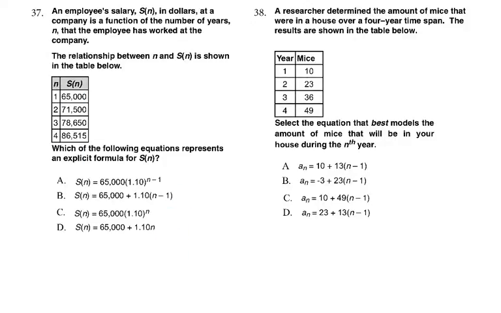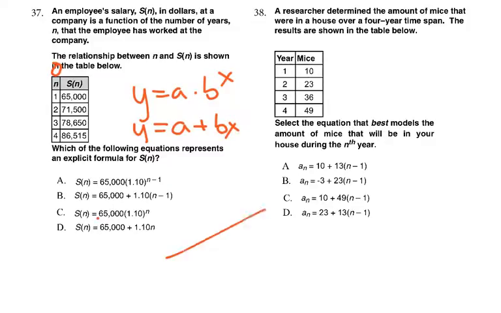Okay, so this is not our y-intercept. If we wanted our y-intercept, we'd have to go back to 0, right? So, exponential equation would be y equals a times b to the x. Linear would be y equals a plus b times x. Okay, so linear would be a straight line, and we'd be adding this number.